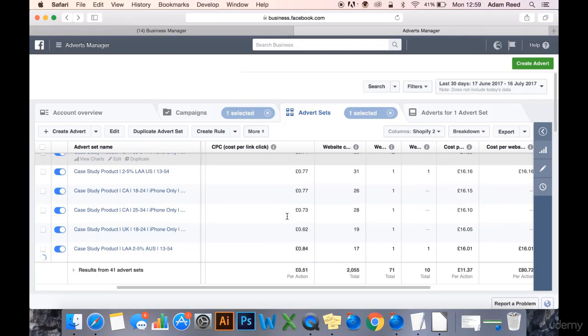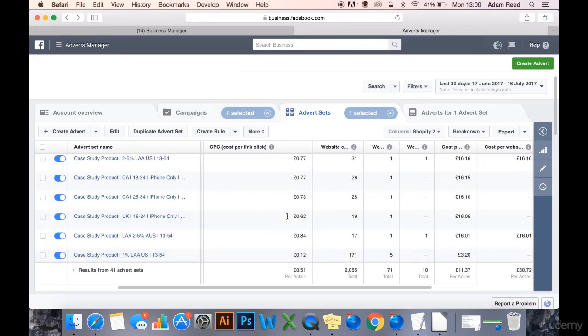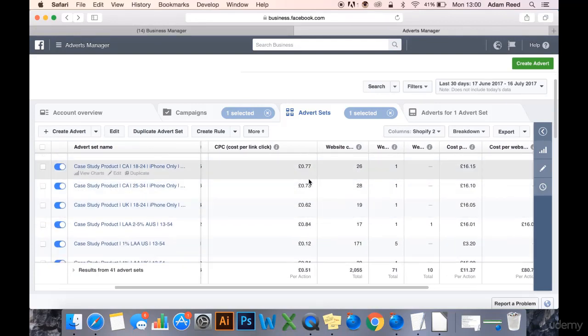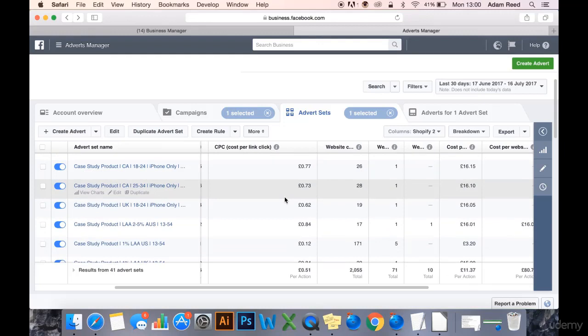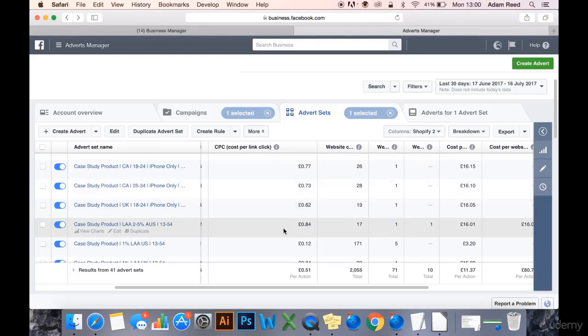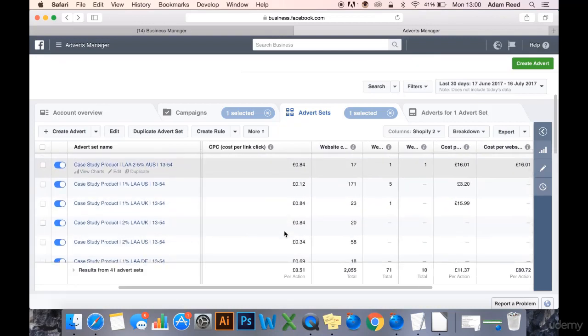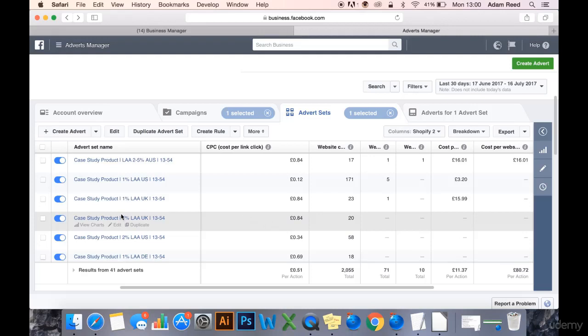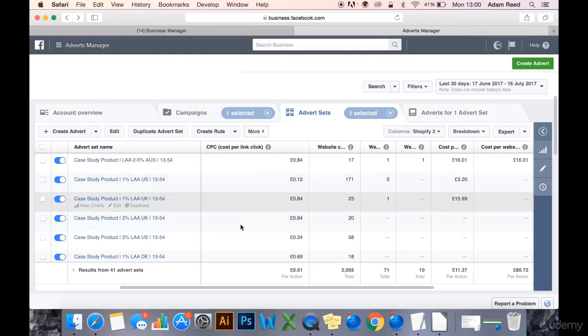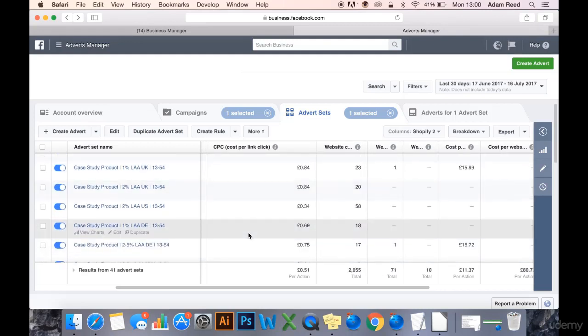It's worth noting that all of the creatives in these ads are exactly the same, so we can't say that, oh, perhaps the CPC is so different and such a large range, perhaps it's to do with the ad creative. It can't be to do with the ad creative because I've used the exact same ad creative throughout this campaign. So we'll kill. Now we'll leave them.